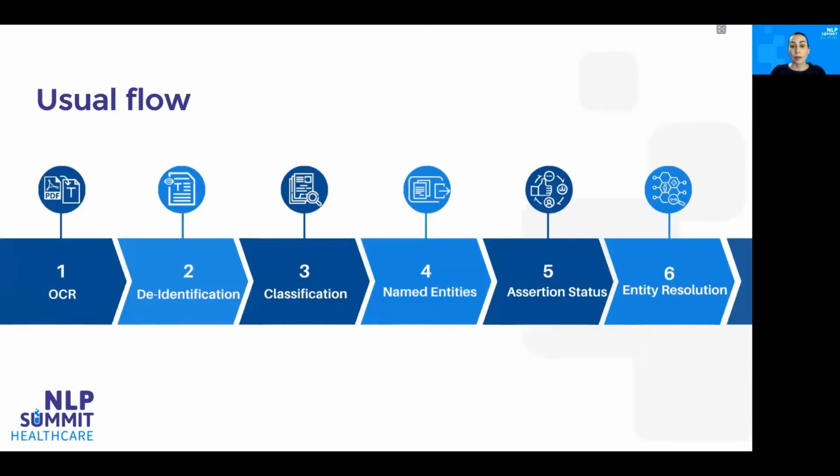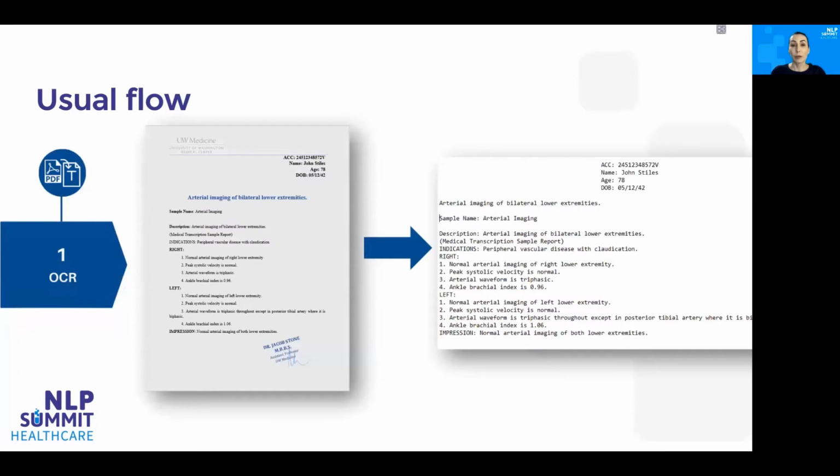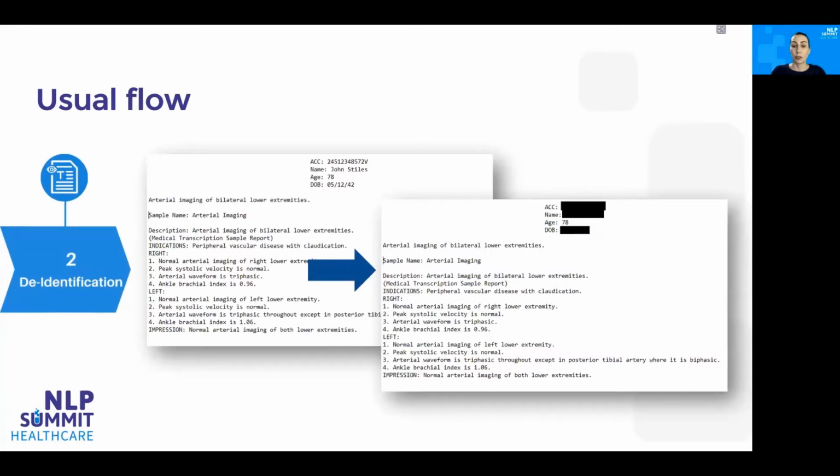The usual flow that we have seen in abstraction projects includes the following 6 steps. First comes the OCR, which helps extract relevant information from images or from scanned documents or PDF documents and obtain the corresponding text information. Now, often documents contain sensitive health information or patient information, and de-identification needs to be applied in order to be able to share the documents with third parties or to analyze them at larger scale or in an integrated or shared context.